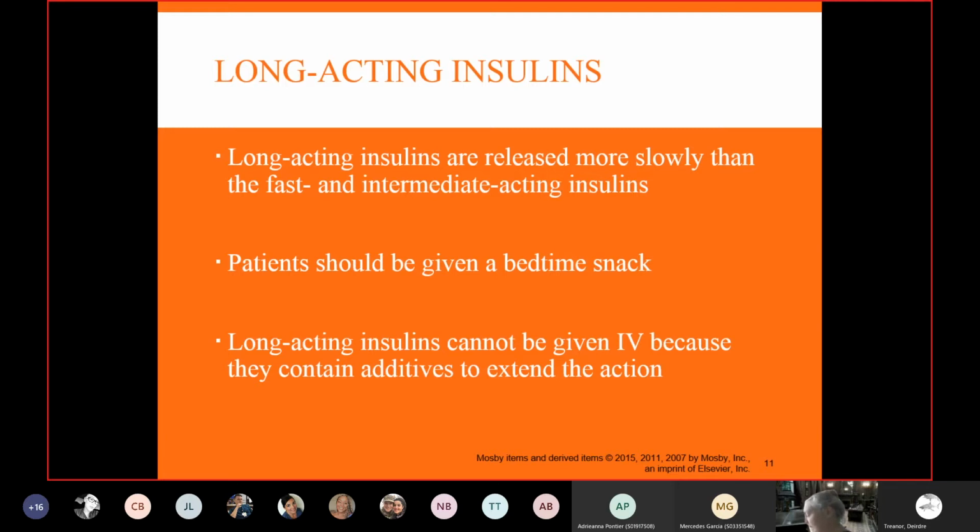All right, so back to long acting. So type 1 or type 2, with patients who have early morning fasting elevations, or patients who can't tolerate more than one injection a day.